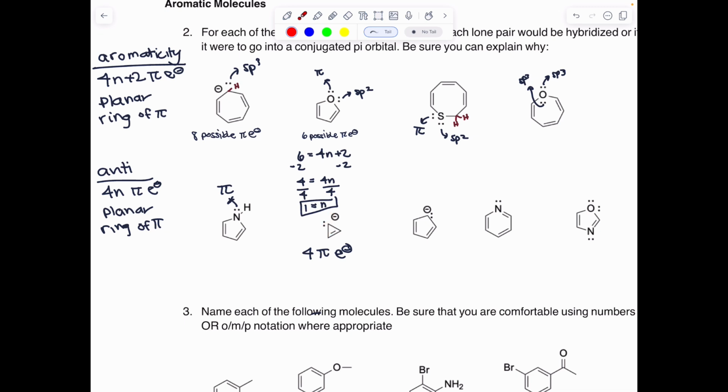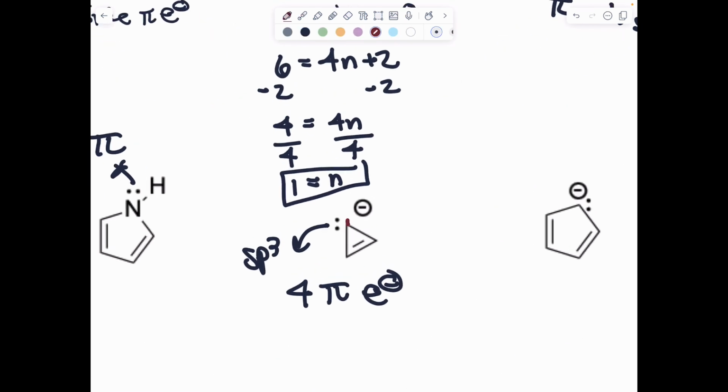So let's go ahead and draw that in now. Again, we know it's going to be sp3 hybridized because if we were to draw in the invisible hydrogen, the carbon has 4 electron domains, which is sp3.